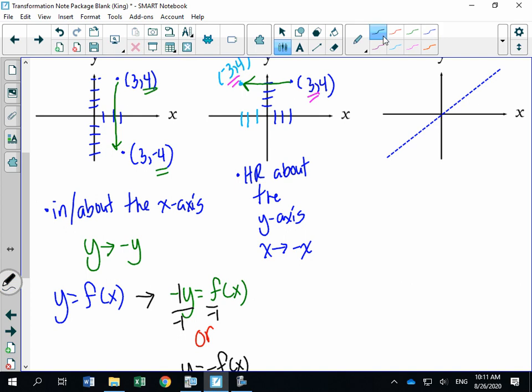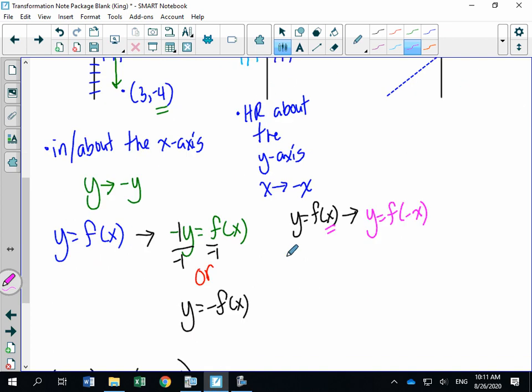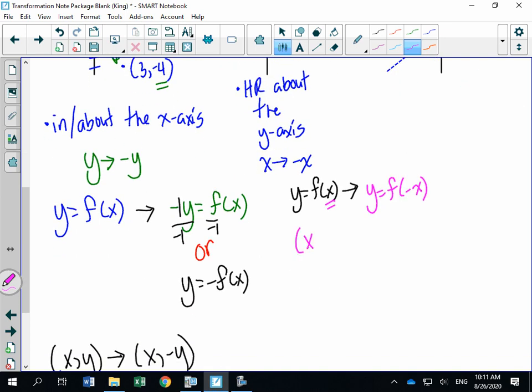So in my function, y is equal to f of x, what I need to do for my transform function, if it's undergoing a horizontal reflection, is take that x out and put in f of -x. So if you're given this in a question, you say, oh okay, my x value was replaced with a -x. That is a horizontal reflection about the y-axis. And the mapping for this would be x comma y to -x comma y.